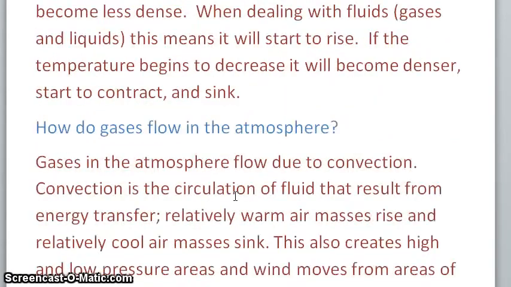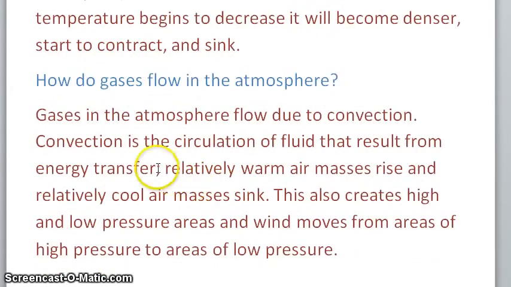And the last question here. How do gases flow in the atmosphere? Gases in the atmosphere flow due to convection. Convection is the circulation of fluids that results from energy transfer. Relatively warm air masses will rise, and relatively cool air masses sink. And that also applies for liquids as well. This also will create high and low pressure areas, and wind always moves from areas of high pressure to areas of low pressure.